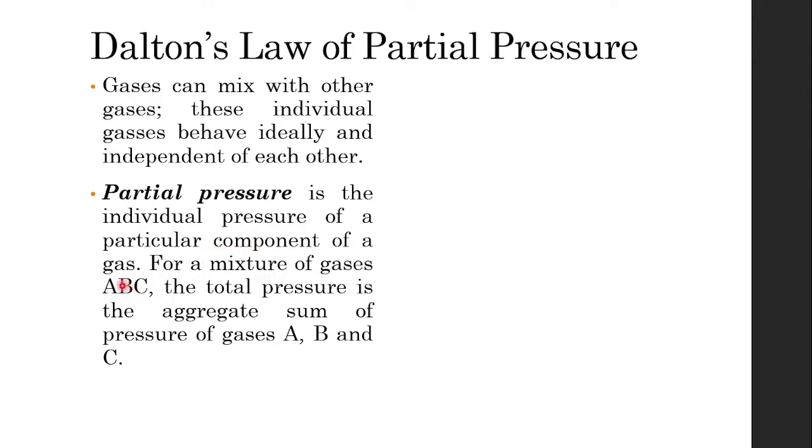For example, you have a mixture of gas A, B, and C. So in this mixture, you have gas A, gas B, and gas C. The total pressure of this mixture is basically just the sum of the pressures of gas A, gas B, and gas C. The pressure of A is called the partial pressure of A, then the partial pressure of B, and the partial pressure of gas C. So this is the equation that we usually use to measure the total pressure: the total pressure is equal to the partial pressure of gas A plus the partial pressure of gas B plus the partial pressure of gas C.